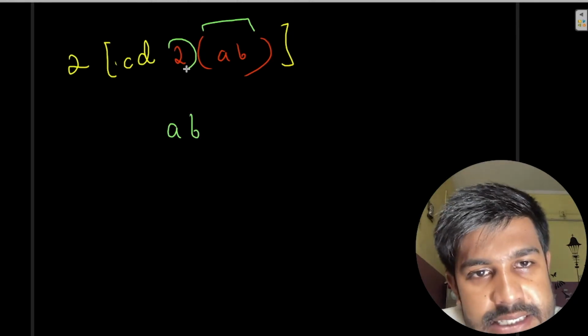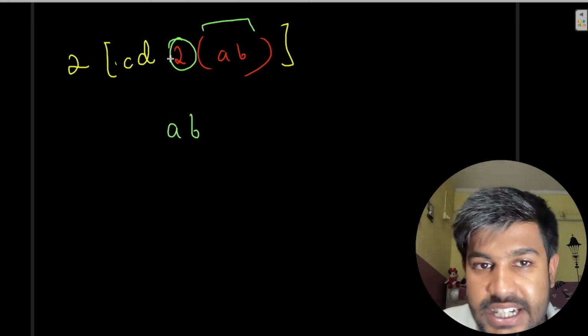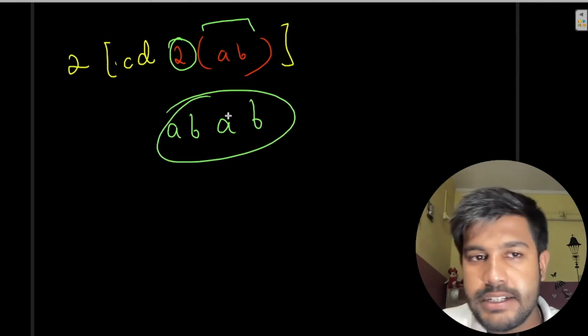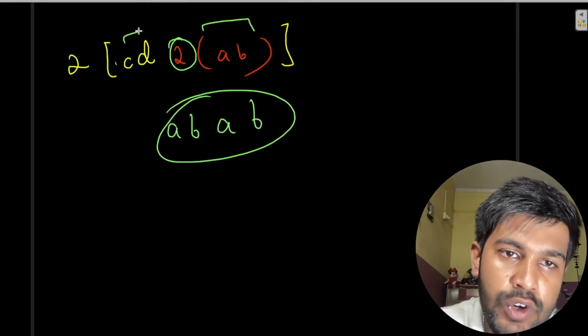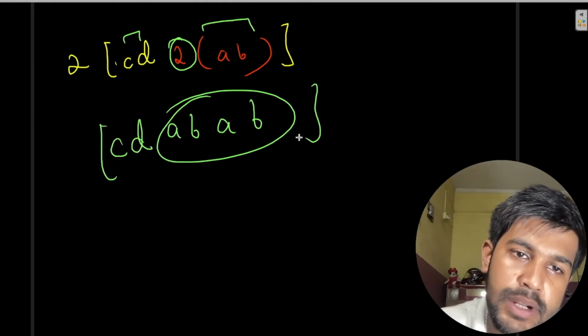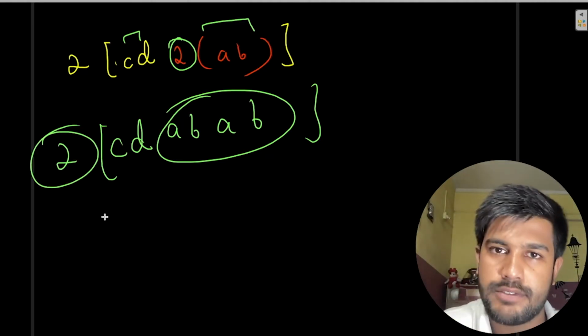Then we would access this digit and we would multiply this string digit number of times. That is AB and again AB. So we would add it. Next, we would have CD. We would add it. And next, we would multiply everything with this value too. We would copy this string digit number of times.